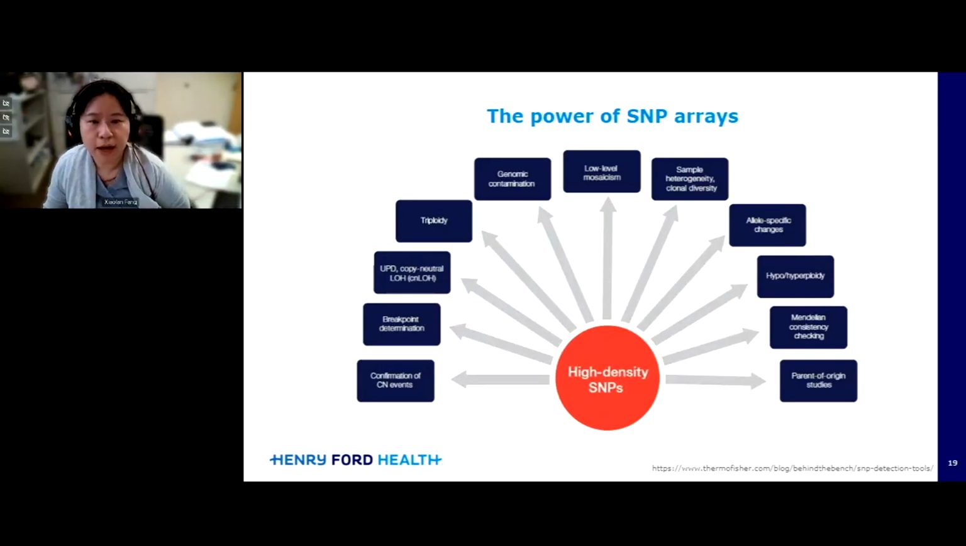So as a summary, we can see the SNP arrays are really powerful, especially the high density SNPs. And they can do a lot of things, including confirming the copy number events, breakpoint determination, UPD, copy neutral loss of heterozygosity detection, triploidy detection, genomic contamination and identification, low-level mosaicism detection, sample heterogeneity, clonal diversity detection, allele-specific changes or hyperploidy detection, Mendelian consistency checking, and parent of origin studies. So these are all the possible applications for the high density SNP arrays.